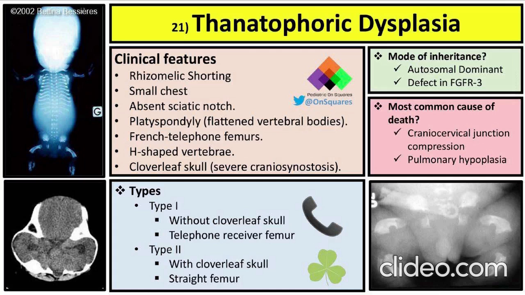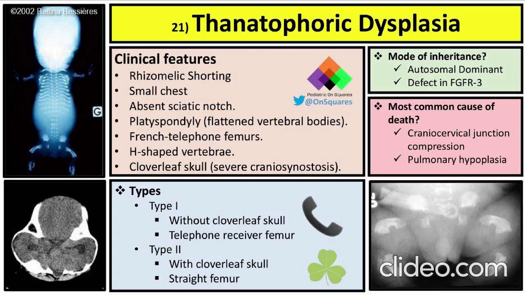Well, patients with this condition often present with rhizomelic shortening, which means that their limbs are shorter closer to the body. They also have a small chest and an absent sciatic notch. One important thing to remember is that thanatophoric dysplasia is inherited in an autosomal dominant manner, which means that if one parent has the condition, there is a 50% chance of passing it on to their children.